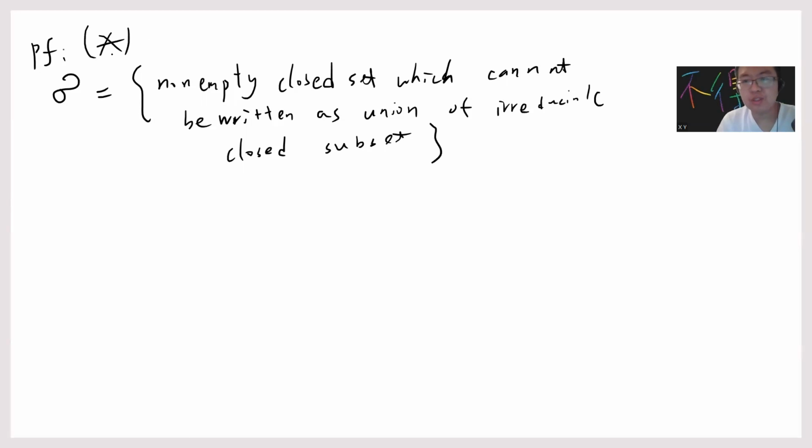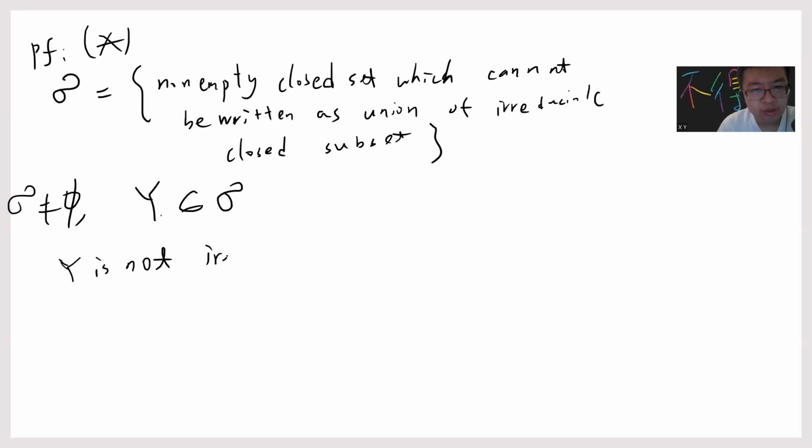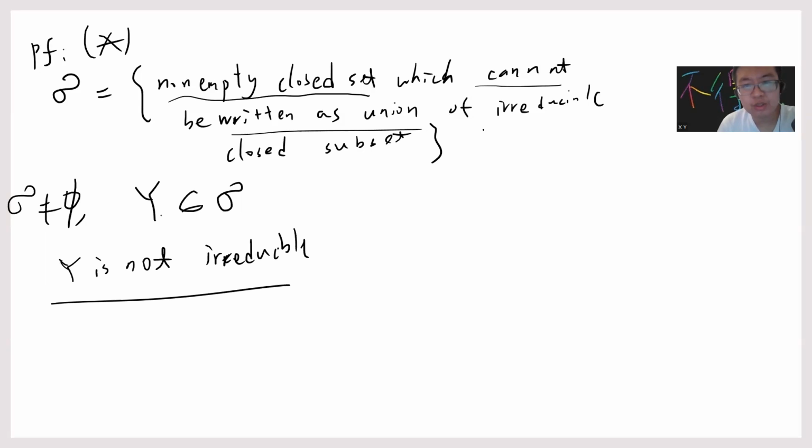Suppose there is such a set, then sigma will be non-empty. So there's a minimum element, let's say Y. Okay, so Y is a minimum element in this sigma. So by definition, Y is not irreducible. Okay, so the reason is that sigma is the non-empty closed sets which cannot be written as a union of irreducibles, right? So if Y is irreducible, then Y should not belong to sigma, right?